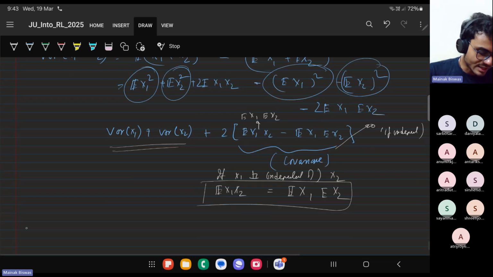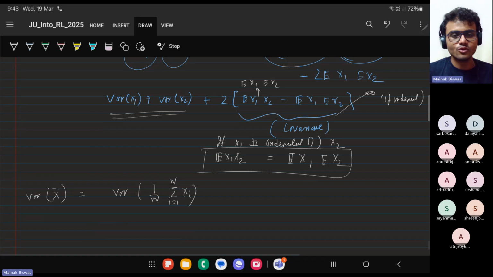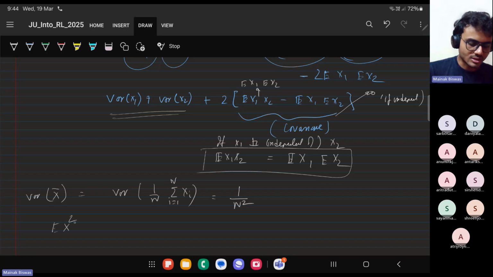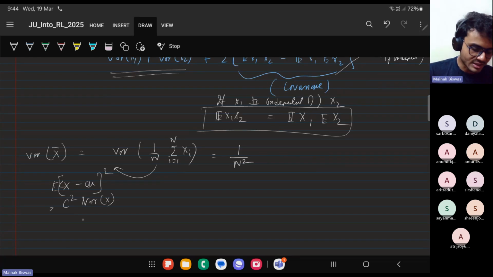So now tell me, what will be the variance of x bar? That is the same as variance of 1 by n summation of i equal to 1 to n xi. We saw that if you multiply by a scalar, the scalar goes out with a square, because it is expected value of x minus mu whole square. When you multiply with a scalar c, everything is scaled by c, so you get c square variance of x. So I am pulling this 1 by n out with a square. Is it clear? Do you want me to write it down once again?